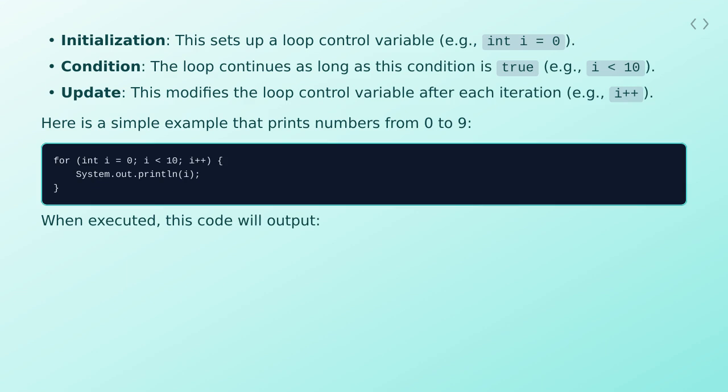Here is a simple example that prints numbers from 0 to 9. I'll let you read the examples on screen rather than reading every line aloud. When executed, this code will output the numbers. See the example on this slide. Pause if you want to study the details.